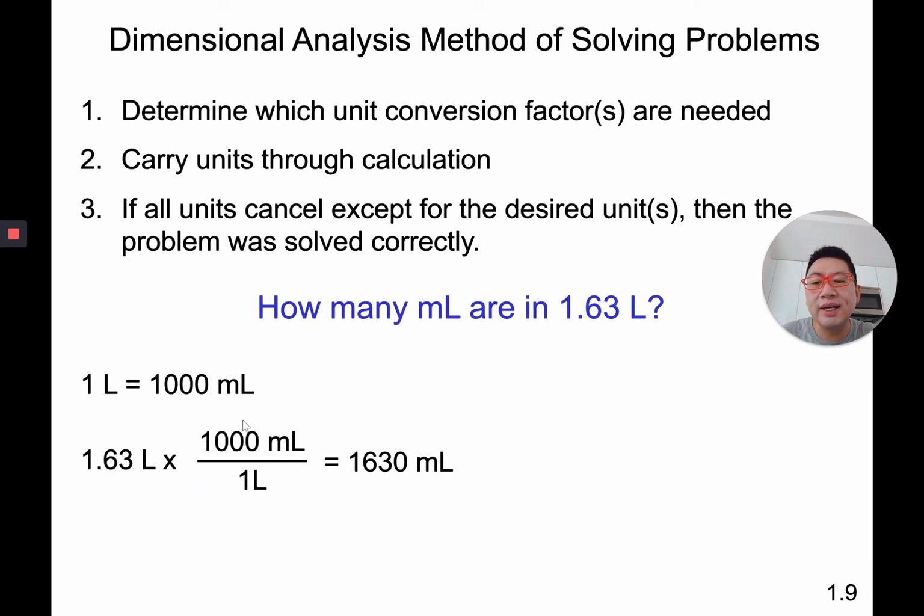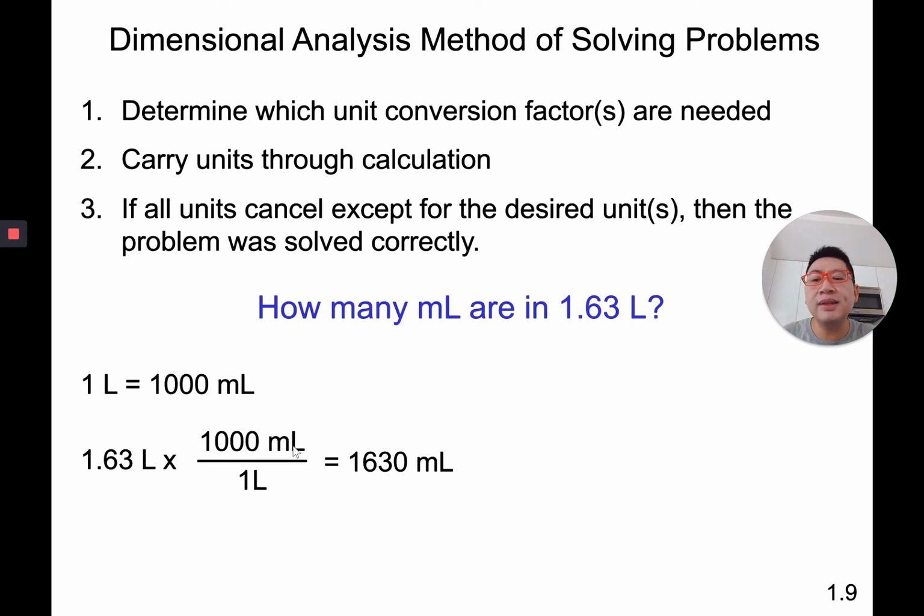This is 1. Why are you multiplying by 1? Because whenever you multiply by 1, you're not technically changing anything. So this thing is 1. X times 1 is X. 1.63 liters times 1 is 1.63 liters. Anything times 1 is the same thing. So I'm multiplying by 1.